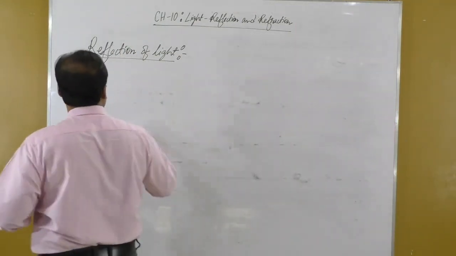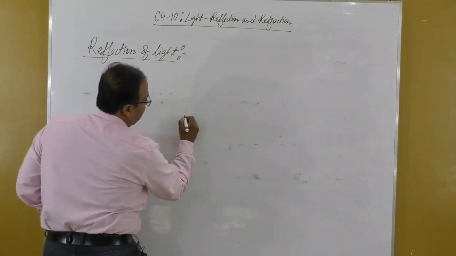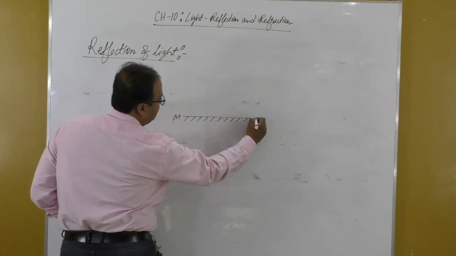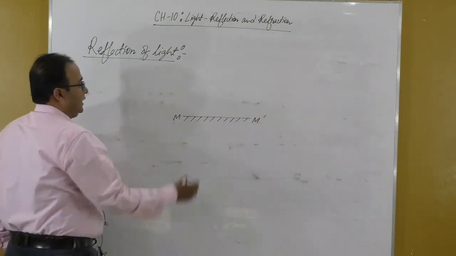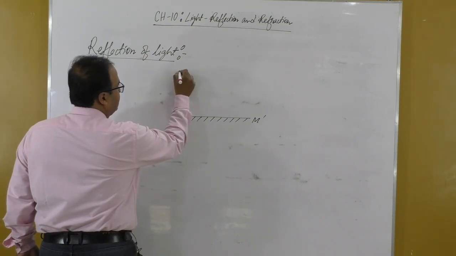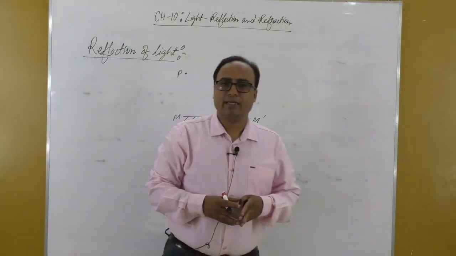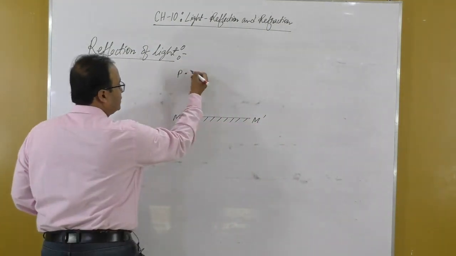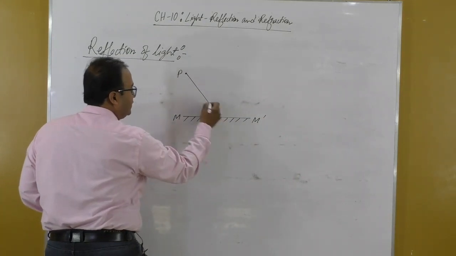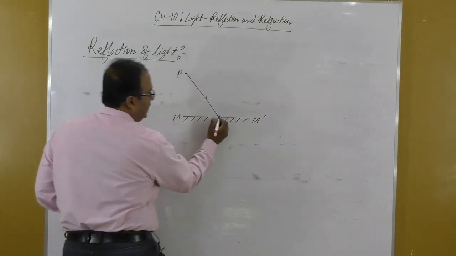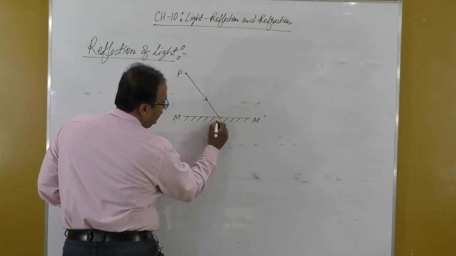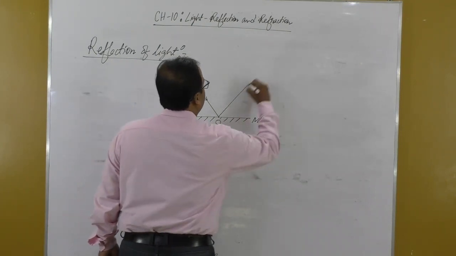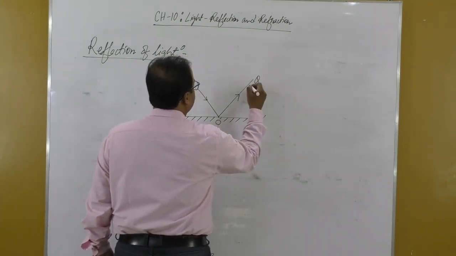Now look at here. If I consider M dash to be a plane mirror and P is the point source of light, anything that emits light is called a source of light. So here the source is point source of light, and a ray of light falls here at a point on the mirror. Let the point be O. This ray of light bounced back along OQ.